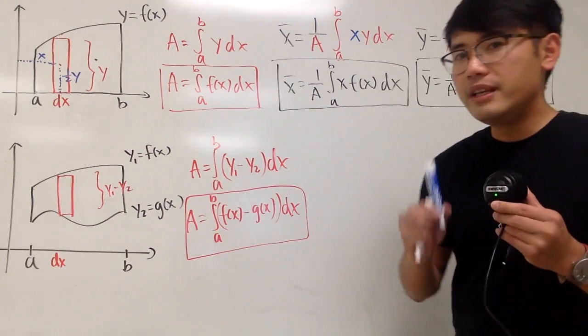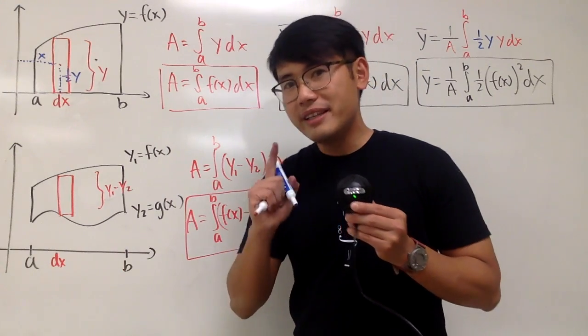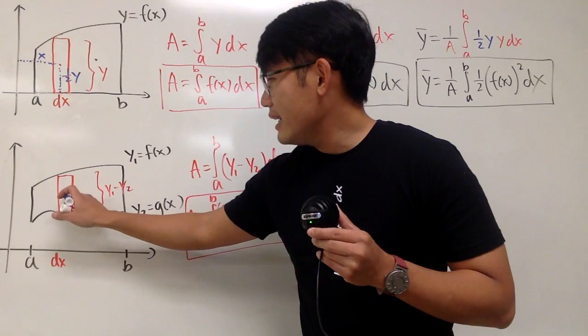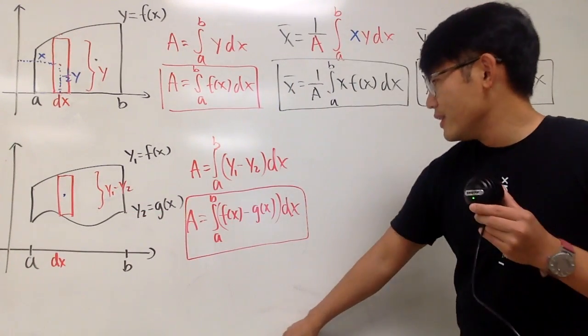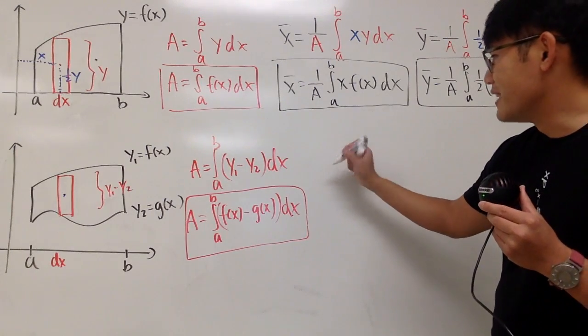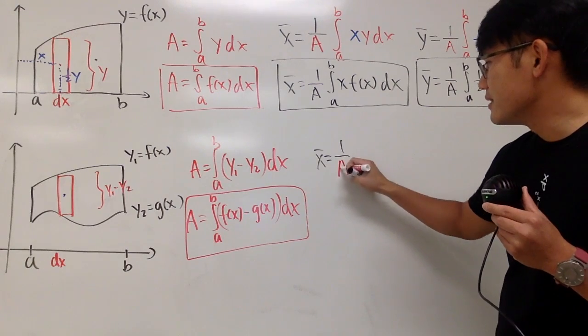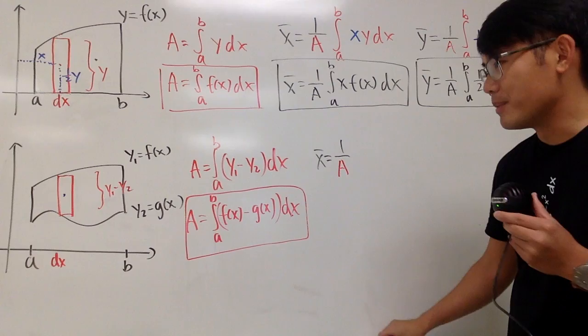Now, let's talk about the x bar of that. Again, let's look at the x bar of this red rectangle. It's again right in the middle, okay? So, let's see. This right here is almost the same though. You see, x bar is equal to 1/a. This is still the same. You still have to have the integral, but let's talk about it later.